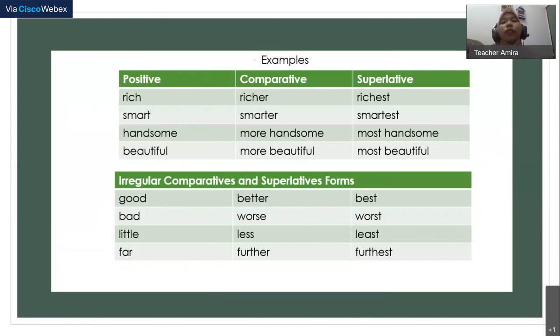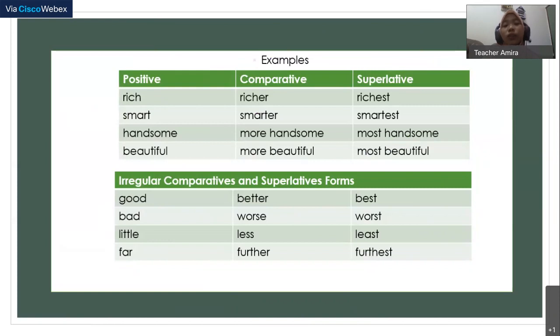Okay, we have the last example for this one. Beautiful, positive. Comparative would be more beautiful, and then superlative would be the most beautiful. I will give you an example. I am the most beautiful girl in the town. So there's no one in the town more beautiful than me. So that's what it means. That is why we have to put the word the, because the word the refers to something that is specific. All right? Okay? Understand?